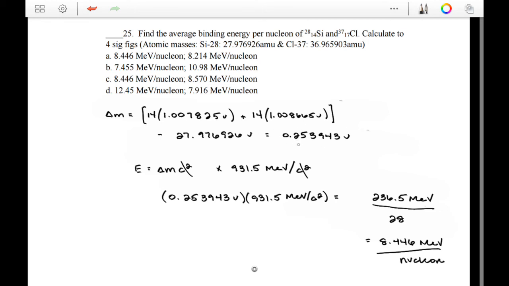That'll give us a value which we will subtract the atomic mass of chlorine-37 from to get the total mass defect. And then once we have the mass defect for chlorine-37, we'll just multiply it again by 931.5 MeV, and then that'll give us our binding energy, which we can divide by the number of nucleons, which are 37 for chlorine. And then if you do this, you'll get an answer of C.